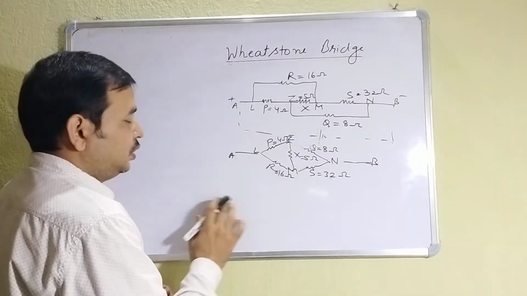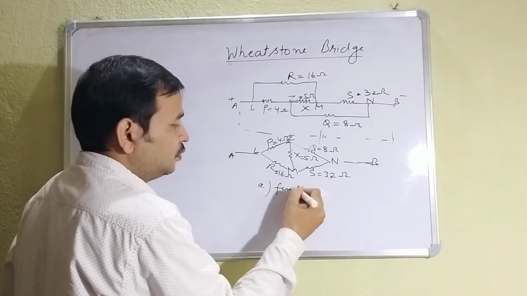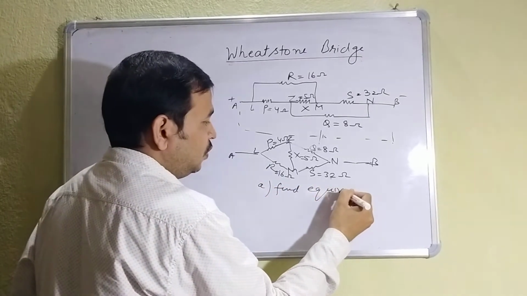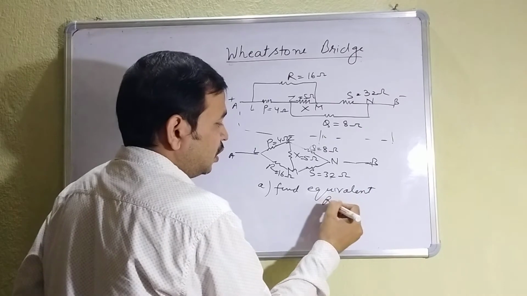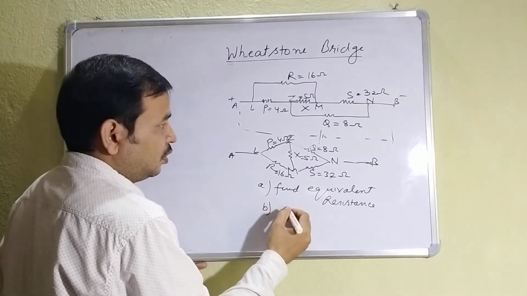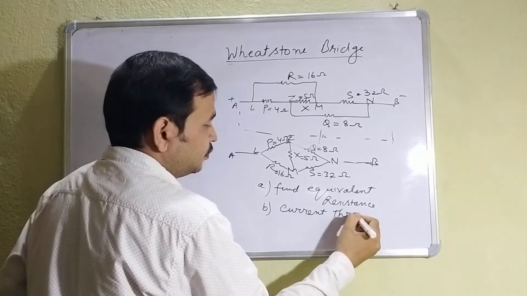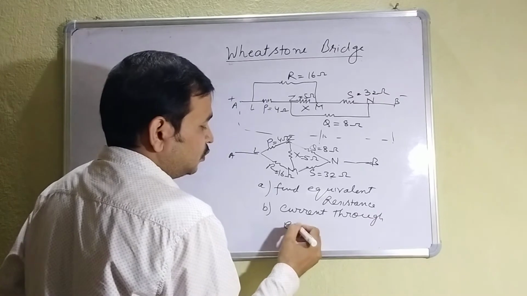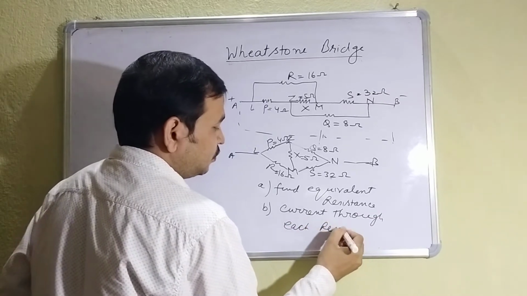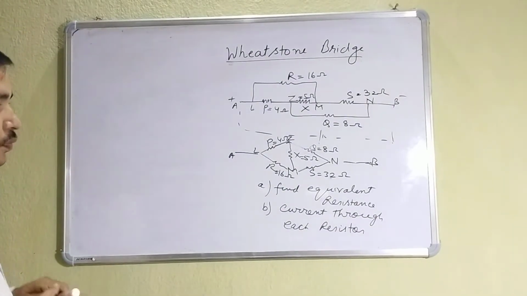So first of all, you see what we have to do. The question is, first, find the equivalent resistance, and second, the current through each resistor. Okay, now let us solve.